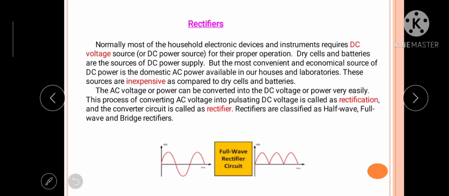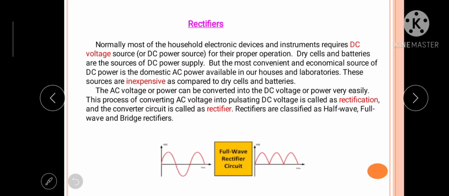Normally, most of the household electronic devices and instruments require a DC voltage source or DC power source for their proper operation. Dry cells and batteries are sources of DC power supply. But the most convenient and economical source of DC power is domestic AC power available in our houses and laboratories. These sources are inexpensive as compared to dry cells and batteries. The AC voltage or power can be converted into DC voltage or power very easily.